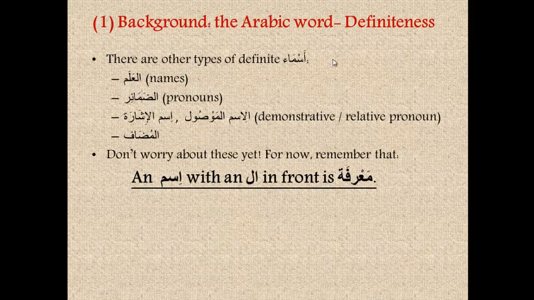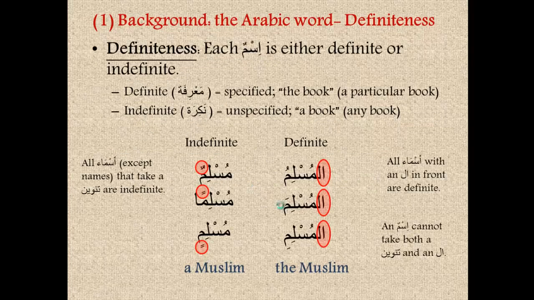Now, there are other categories of asma that are considered definite or ma'rifah. These include alam, which are proper names, al-dhama'ir, which are pronouns, ism al-ishara, wal ism al-mawsul, the demonstrative and the relative pronoun, and the mudaf, which I'm not too sure how to translate. Anyway, don't worry about these for now, okay? We are going to talk about each of these in more detail later on. For now, just remember that an ism with an alif lam in front is ma'rifah.